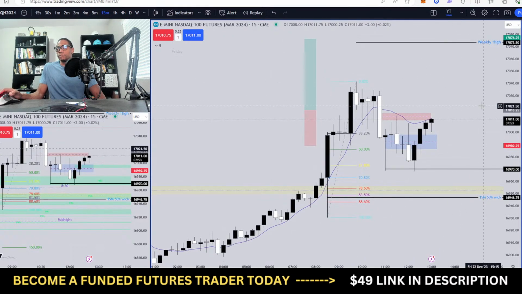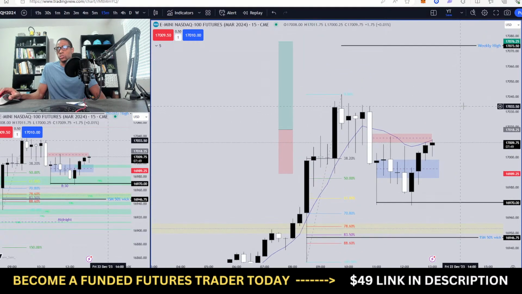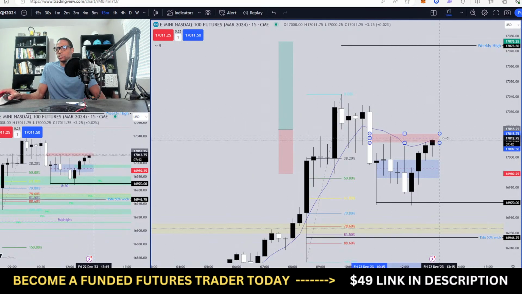That's what I think price's objective of today is. We still have to wait and see. I mean, this fair value gap right here, which is the same one from the 1 minute that I just showed you.